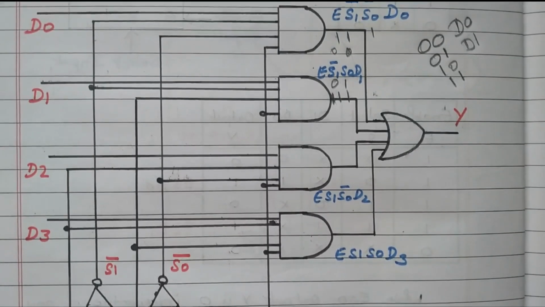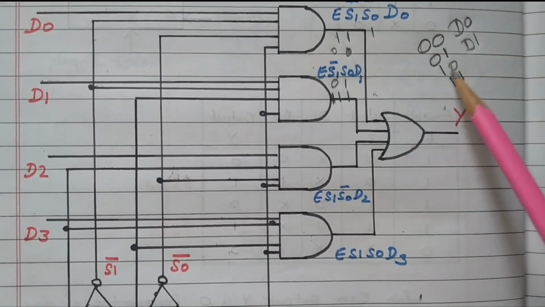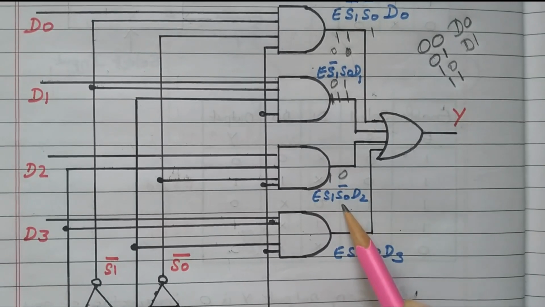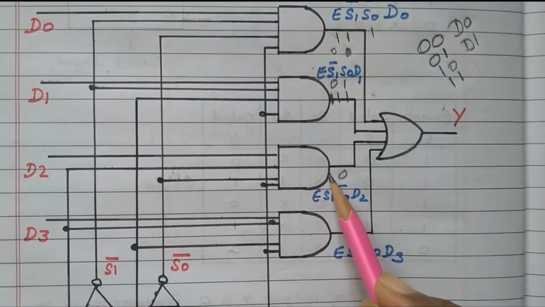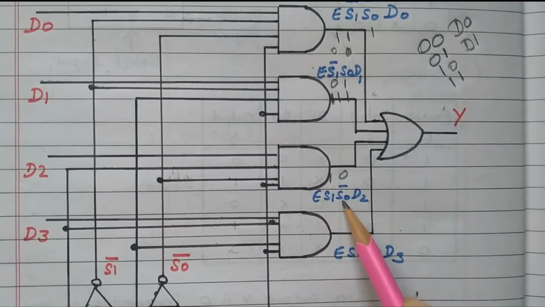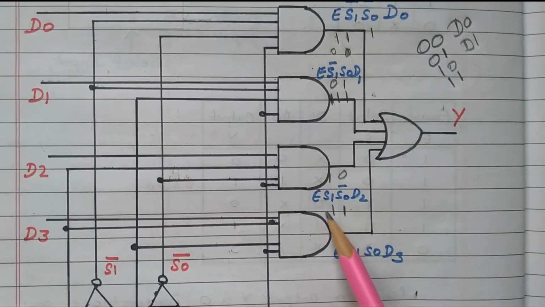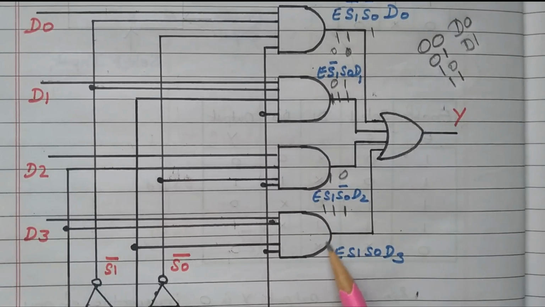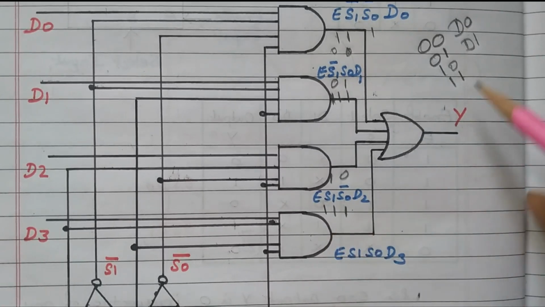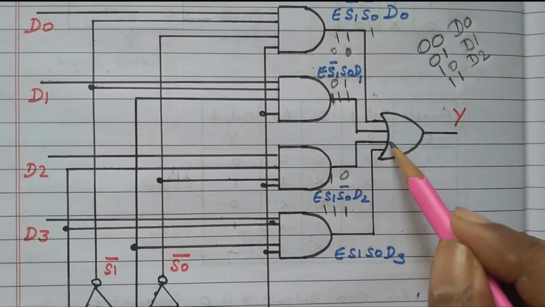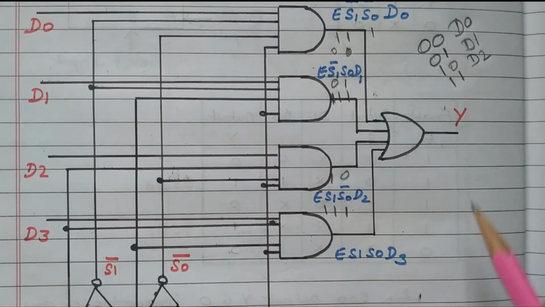Now we'll go to the third combination, 1 0, right. 1 0. S0 is 0, S1 is 1. S0 is 0 means S0 bar will be 1. S1 is 1. Already enable also 1. See, these all are 1. So D2 will be available at the output. This is connected to the OR gate. So the OR gate will produce D2. The other terms are automatically 0.